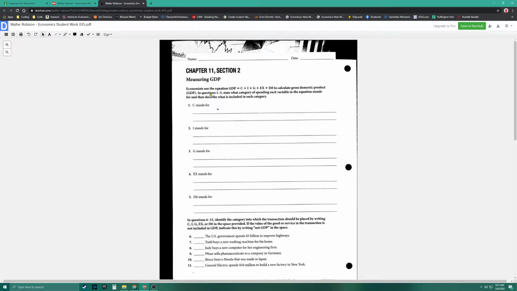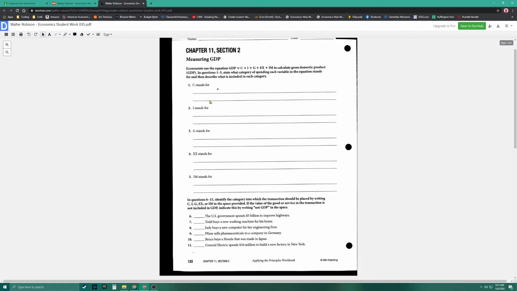All right, economists use the equation GDP equals C plus I plus G plus EX plus IM to calculate gross domestic product, GDP. In questions 1 through 5, state what category of spending each variable in the equation stands for, and then describe, that's important, describe what is included in each category. So we're going to have to select the text here.